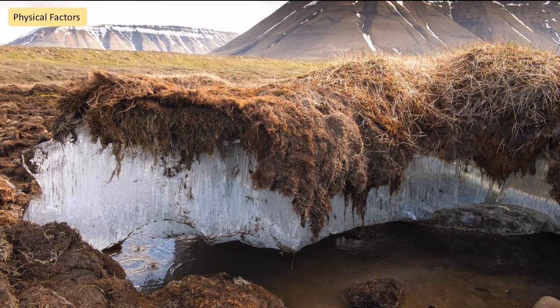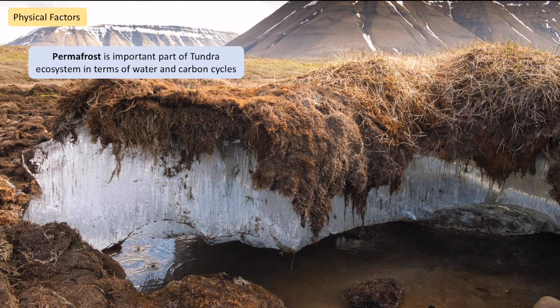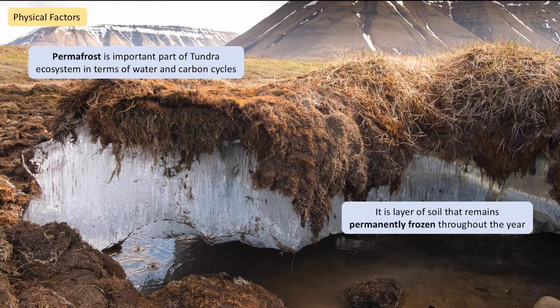Another physical factor that has an impact on the water cycle and carbon cycle is permafrost. As you can see, this wedge of ice is essentially a layer of soil and ice that is permanently frozen throughout the year, just below the surface, and that will stay as a kind of rigid barrier for most of the year. There are changes to the layer above it, but that will stay completely frozen throughout the year.